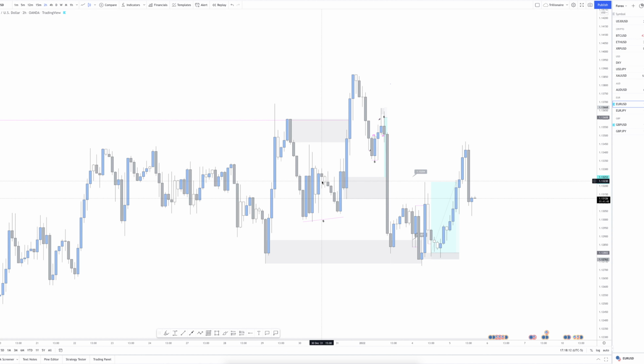Now, I did have a couple of you reach out to me and tell me that you passed your FTMO challenge on this first trade setup of the new year, and I'm so happy, so excited for you guys. You are now funded traders, and hey, it pays to be a part of the Telegram community.